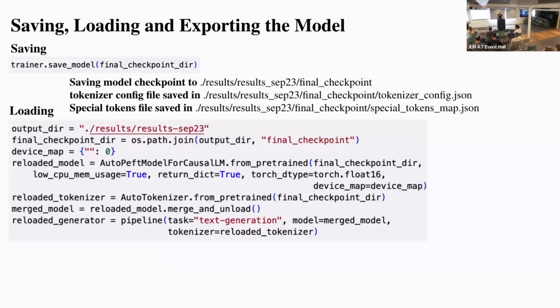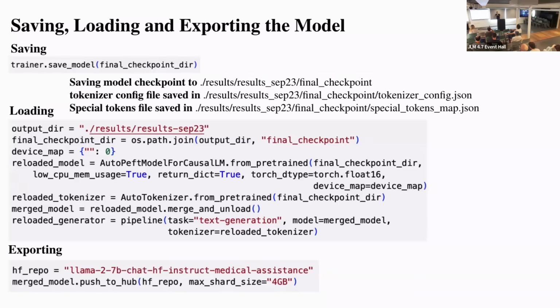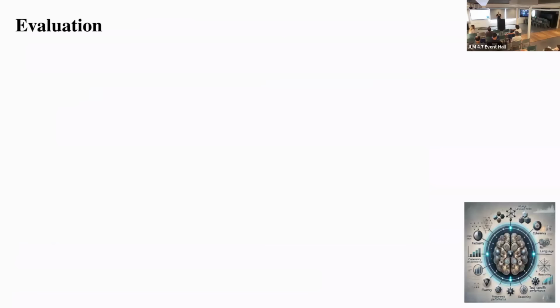Okay, and the next line, we have the merge model. So merge and unload gives us merging the LoRA adapted weights with the weights of the original model. And again, we use the pipeline and we reload the generator and we can make inference again. Okay, last thing we want is to export the model. So we give it a name and push to hub is the command to push it to Hugging Face so other people can see our fine-tuned model.